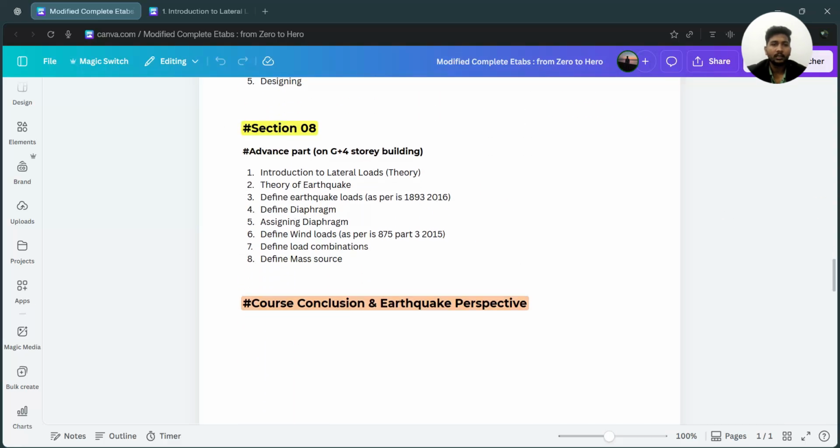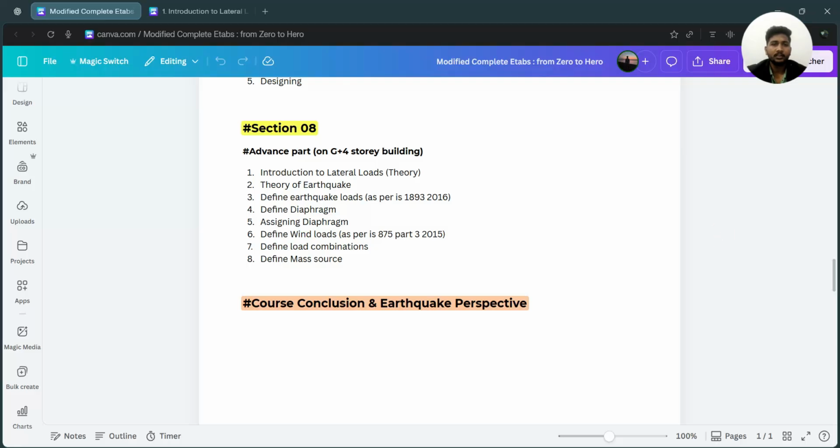This part is only the introduction to the advanced part, like the earthquake analysis and the further earthquake parts. So it will be a complete basic part from now, and it will be a theory part, so you will understand how it actually works. Okay, so let's get started with Section 8, and the first part is the introduction to the lateral loads. After this Section 8 we will conclude and look at the future perspective, what you should learn and what you should do further after completing this course. Till here only, that is what matters, right?